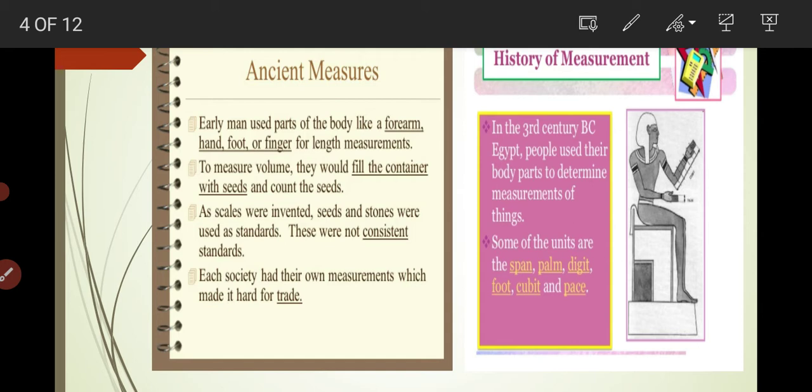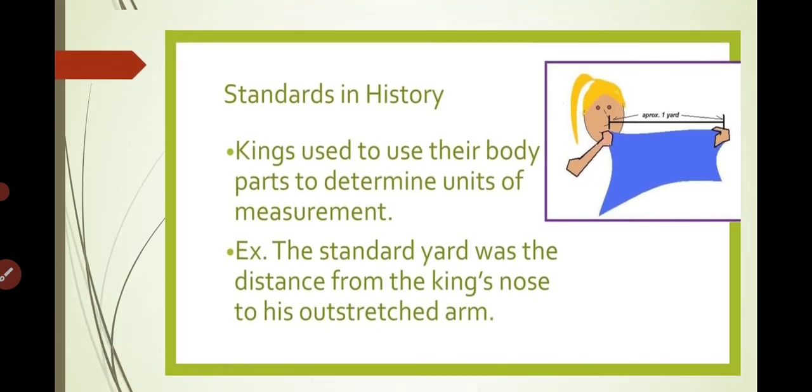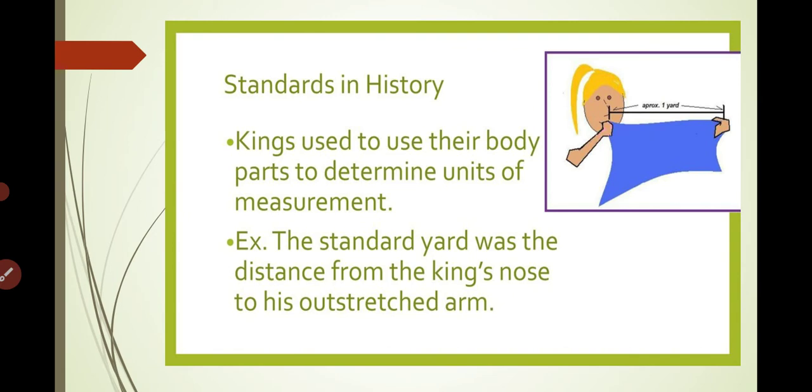In the 3rd century, Egyptian people used their body parts to determine measurements of things. Some of the units are the span, palm, digit, foot, cubit, and pace. Standards in history: kings used to use their body parts to determine units of measurement. For example, the standard yard was the distance from the king's nose to his outstretched arm.